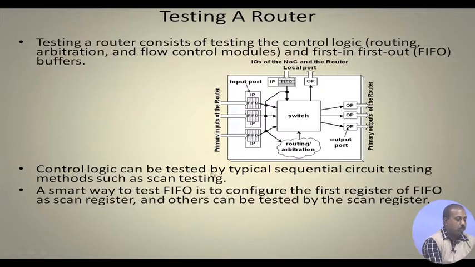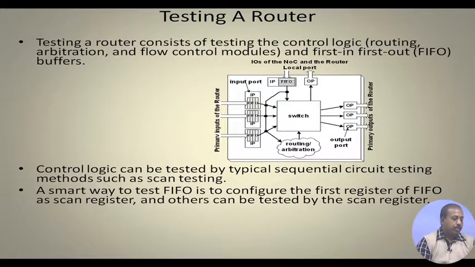So, control logic can be tested by typical sequential circuit testing methods such as scan testing. So, this routing arbitration and control logic, as I have said, they have got sequential elements in them. So, they can be tested using some scan type of philosophy. All those flip flops are put into a scan chain and then they are tested, and the input patterns can be applied to that.